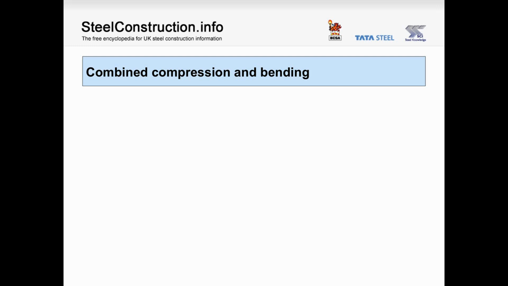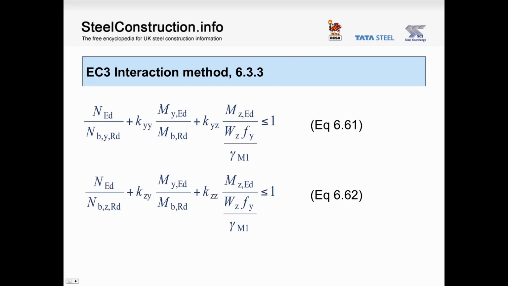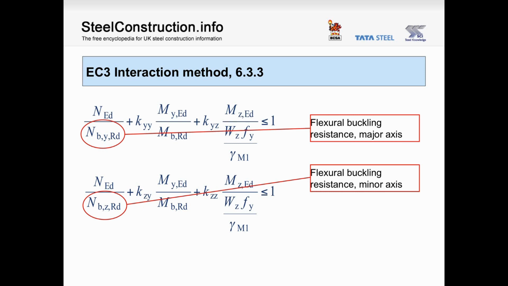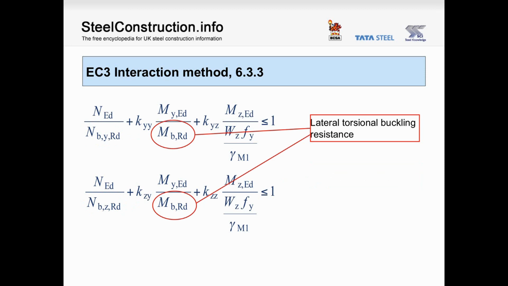Moving on again to members subject to both compression and bending. There are two approaches given in the Eurocode, the so-called general method, which will not be used in the UK, and the interaction method. The interaction method involves the verification using two expressions, expression 6.61 and expression 6.62. These expressions contain the axial load divided by an axial resistance. In the top expression, 6.61, it's the major axis flexural buckling resistance. In 6.62, it's the minor axis flexural buckling resistance.